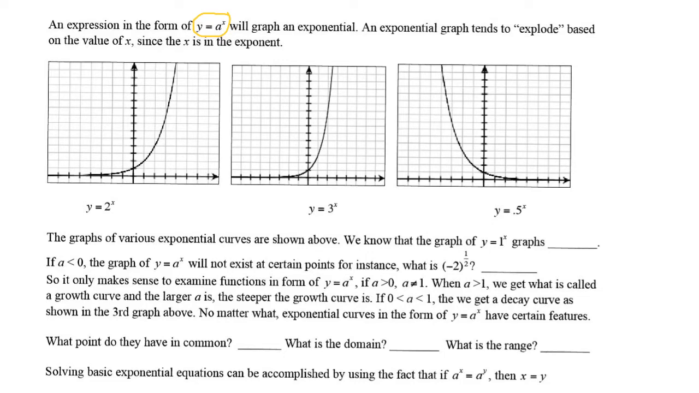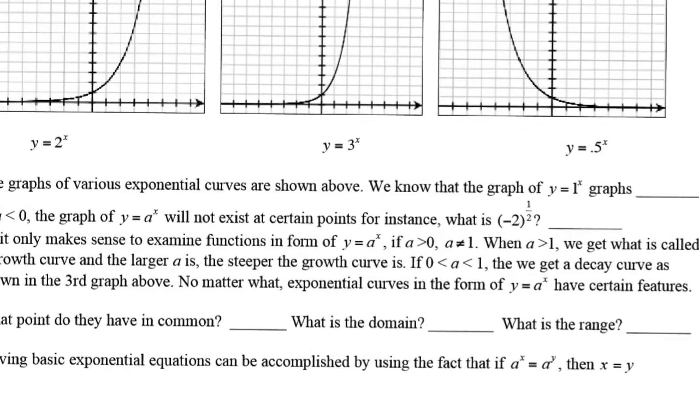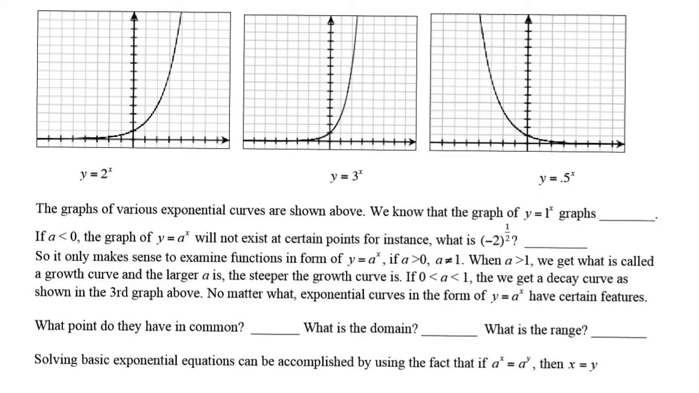And notice that it says an exponential graph tends to explode based on the value of x, since x is that exponent. Notice also with the graph here that we have all kinds of different numbers that we can have as our base, but notice each one of them is going to generate a very similar graph. As far as our base, especially the 2 and the 3, notice they're very similar.